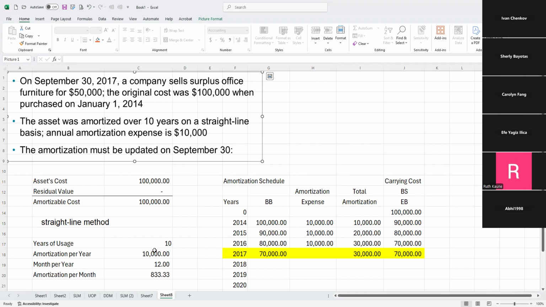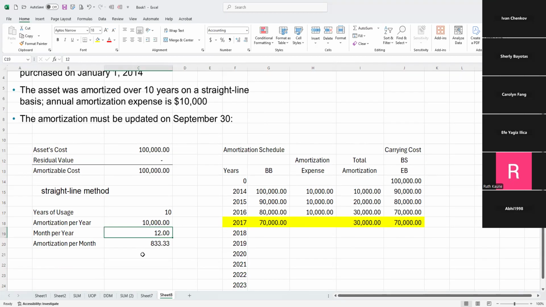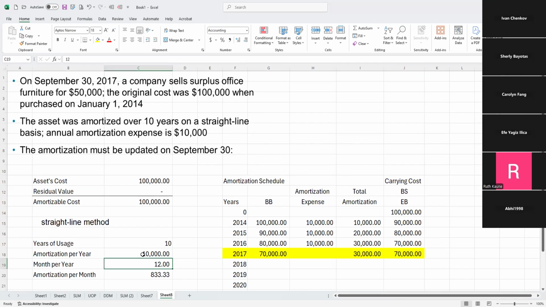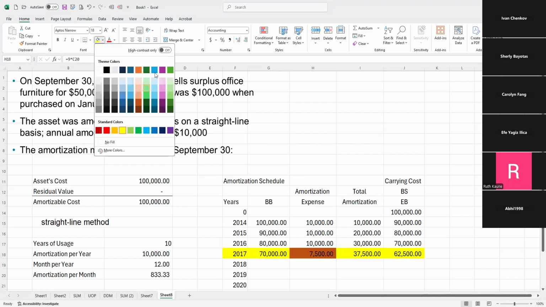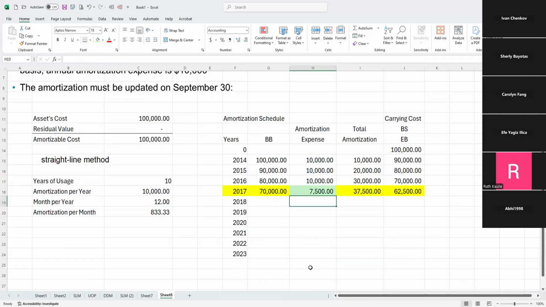Yes. How many months? 9 months. How much will be our amortization for the 9 months? It's gonna be 9 times amortization per month, correct? And we have it. So first thing what we have to do, we have to record this amortization. That's our first objective. What will be the journal entry?